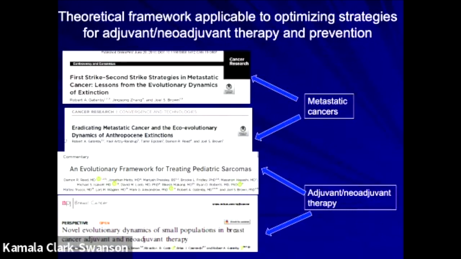I should also point out that this exploitation of small population dynamics is something that we should be thinking about in terms of adjuvant, neoadjuvant therapy, where the explicit goal is to eradicate a small population. We should also be thinking about prevention, where again, at some point, you're dealing with a small population that should be vulnerable to those extinction events.